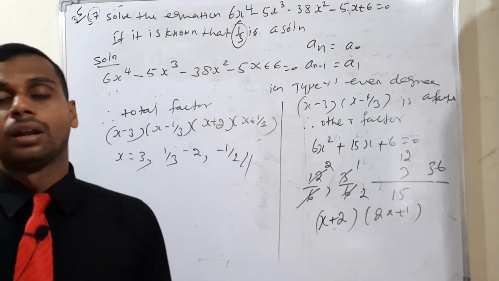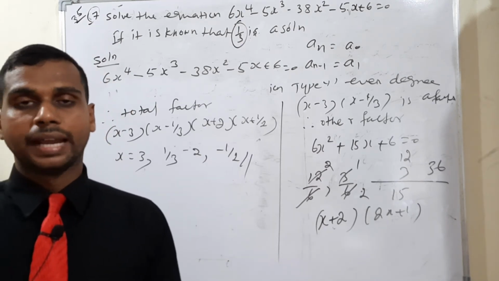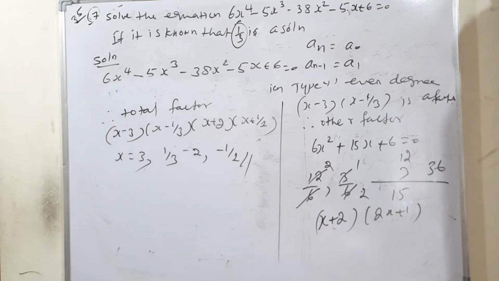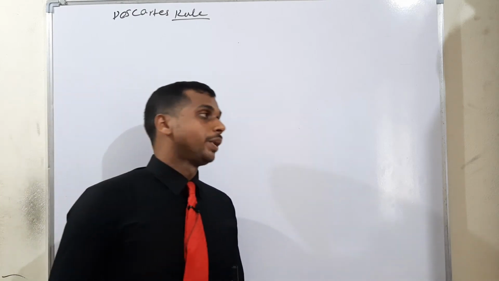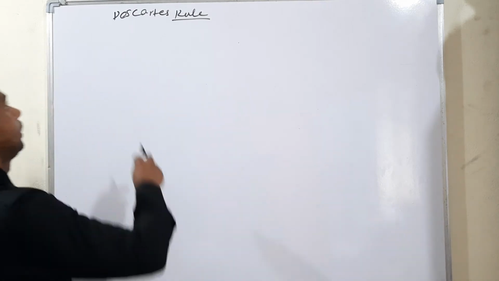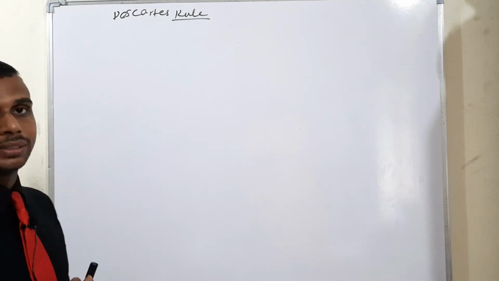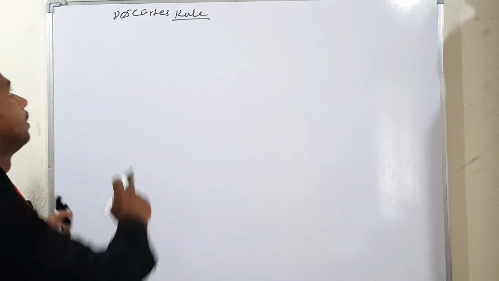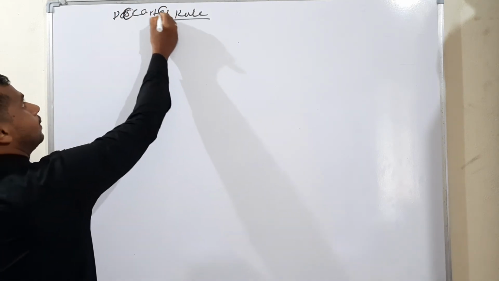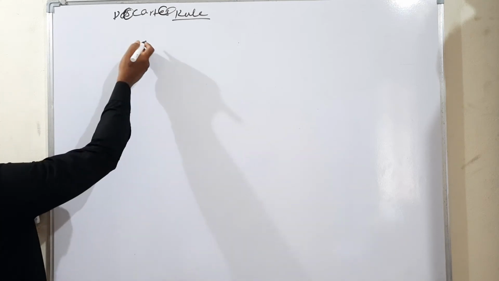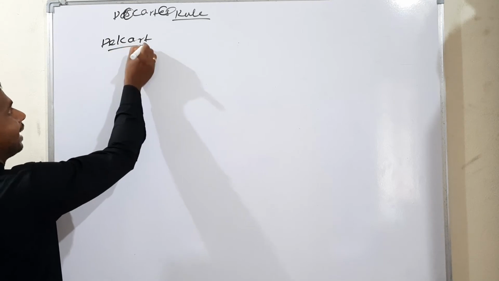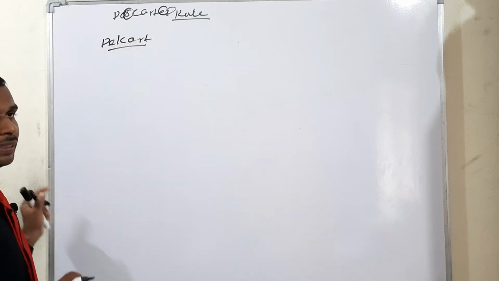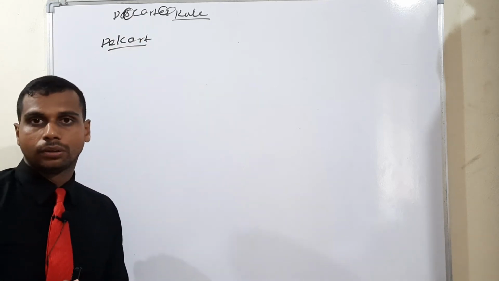I will move on to a new concept, the name of Descartes rule. So I am moving to one of the important concepts, Descartes rule. Actually the proper name is Descartes rule. How to pronounce it? The S will be silent, we can say D-E-K-A-R-T, Descartes. So both S's are silent. This is called Descartes rule.